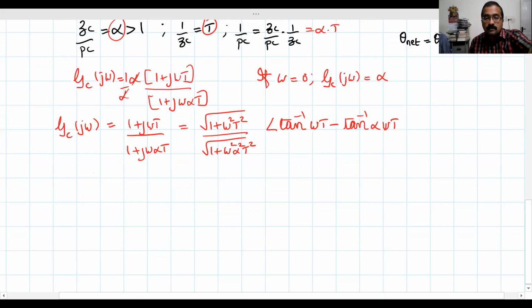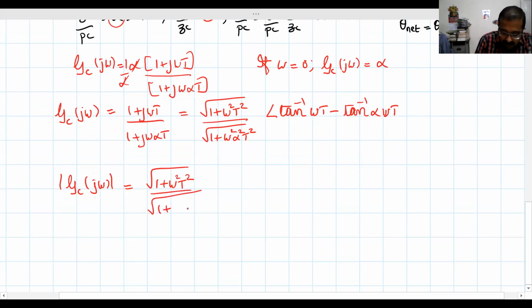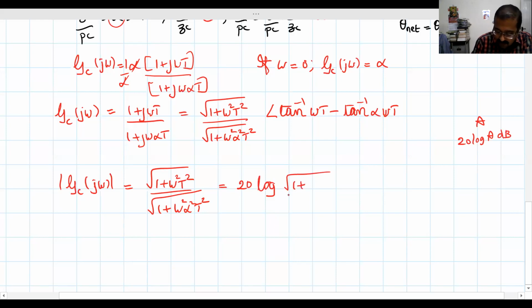So let us see more about the magnitude. Mod of GC j omega is root of 1 plus omega square t square divided by root of 1 plus omega square alpha square t square. So this is an absolute scale. How will you find the gain in decibels? If you have any quantity A in decibels, that means 20 log A dB. So it is 20 log root of 1 plus omega square t square divided by root of 1 plus omega square alpha square t square decibels.